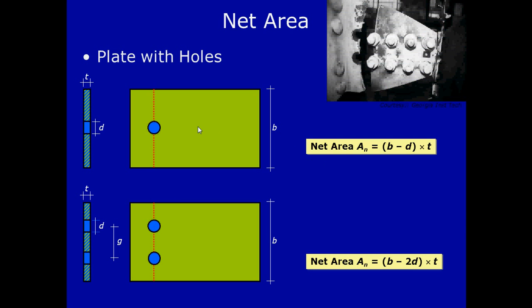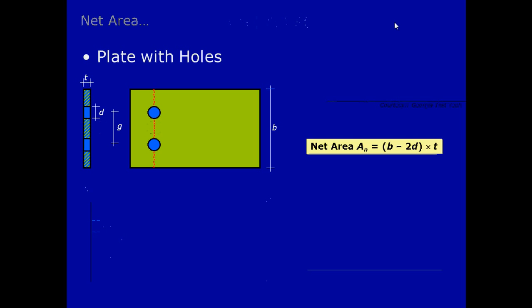Now in case of two holes in the same line, the formula changes, and this should be the net area, which is less than the first case. In this picture we can see the failure of the net section. Now if the plate has two holes but they are in different lines, then we have to consider two cross sectional lines, and we have to calculate the net area along both of these. The minimum should be adopted.